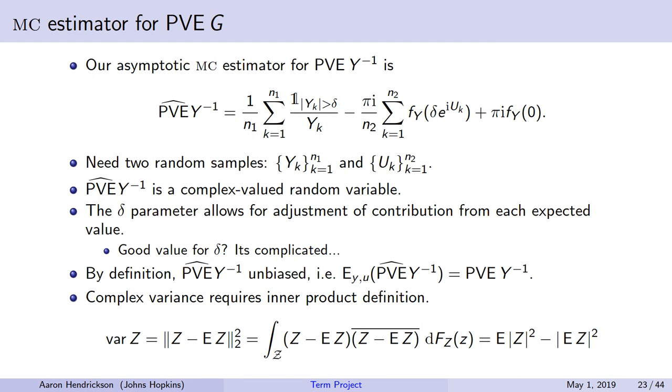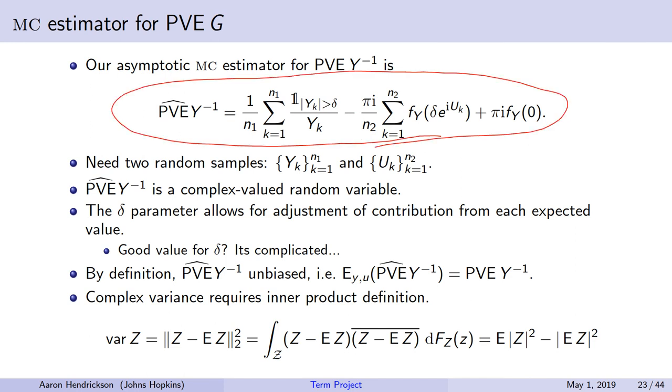So we now have our asymptotic estimator for PVE of y inverse, which is this nasty looking thing right here. A couple of important points: we need two random samples. One is a gamma difference, y, and one is a uniform, u. Some weird things: this is a complex valued random variable, and the parameter delta, while arbitrary, not all choices are equally good. And we'll see that in just a couple slides.